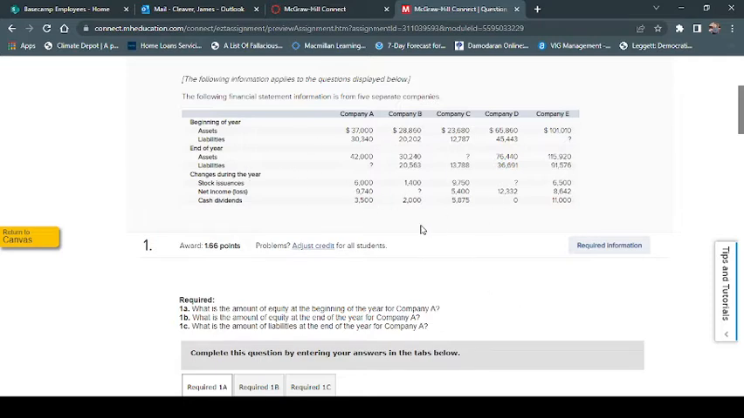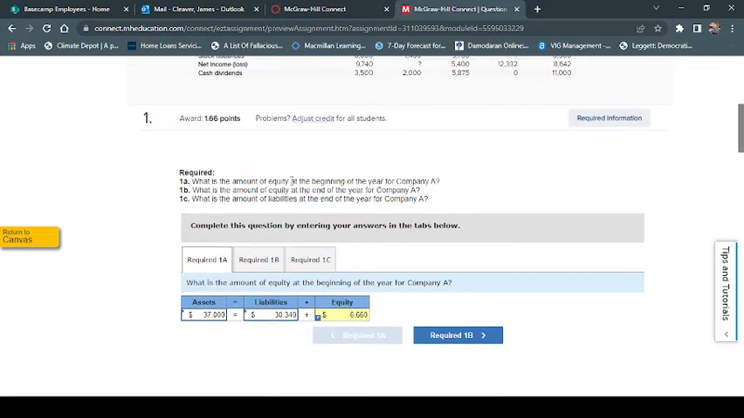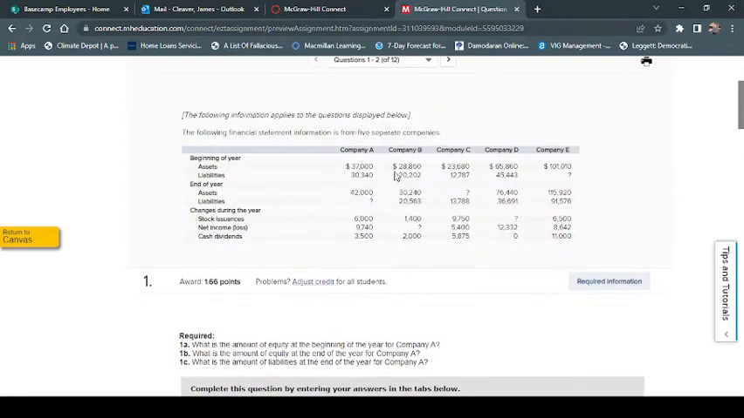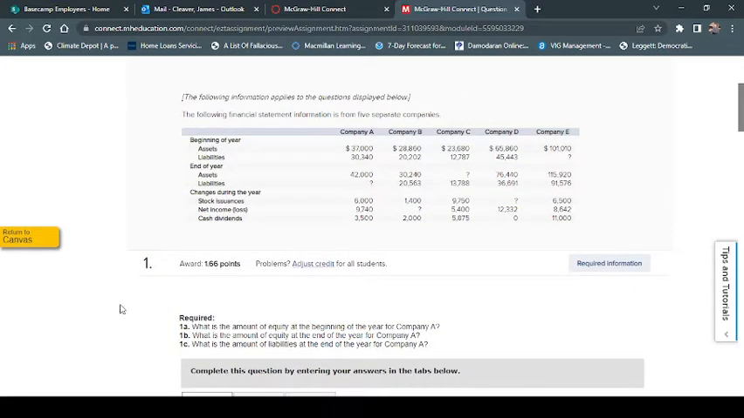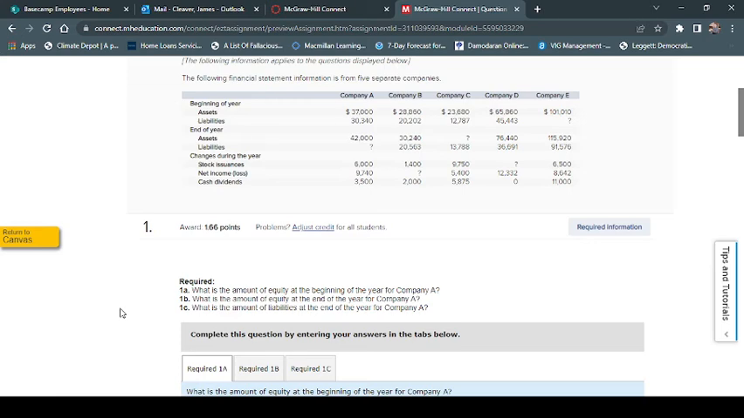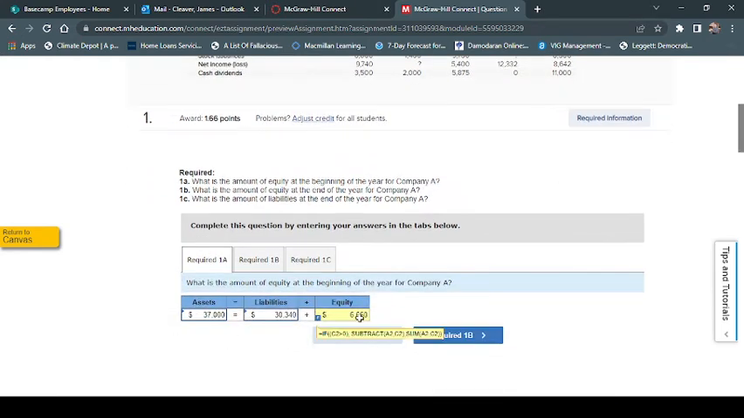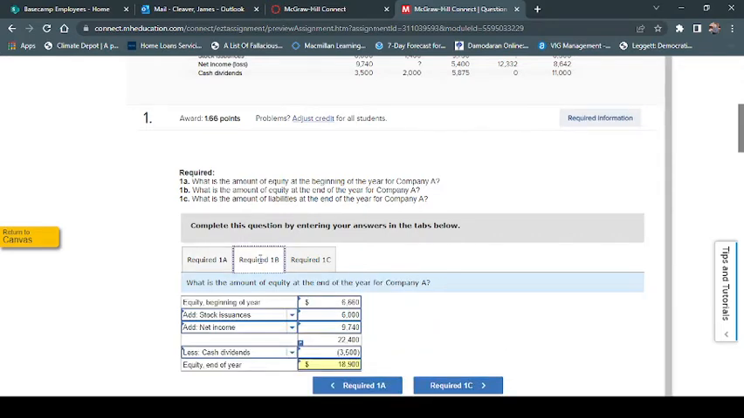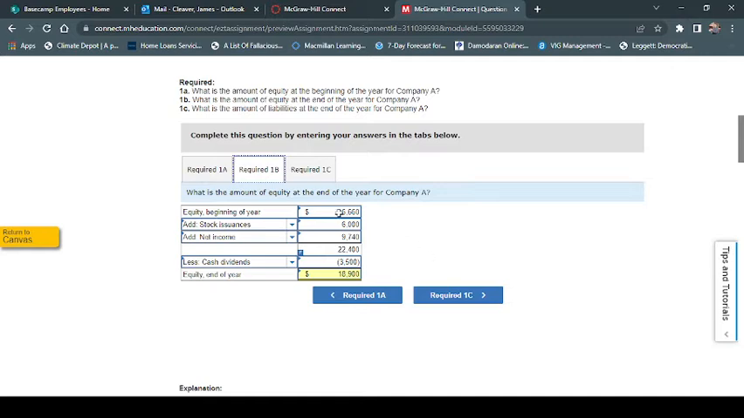So in the case of 1A, what is the amount of equity at the beginning of the year for company A? We have assets up here of 37,000, liabilities of 30,340. That would give us equity of 6,660. 37 minus 30,340.